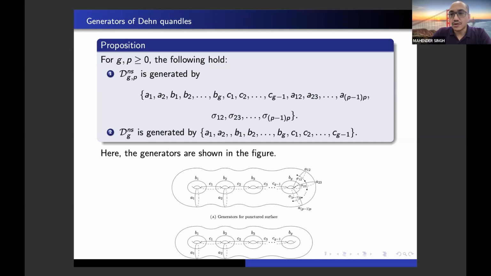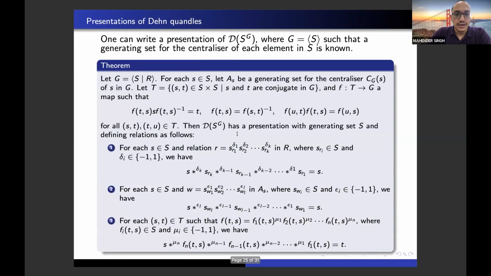What about now, the question is, what about the relations for Dehn quandles of surfaces? So here is what we are able to show, which is not difficult, but in some cases it does give us some nice presentations. So let us take a group G with a presentation S, R, not necessarily finitely presented. So for each generator s, let A_s be the generating set for the centralizer. And let T be the set of all pairs of generators which are conjugate, and let t be a choice function from this set T to G, which basically just chooses the conjugating element in a way that we satisfy these nice properties, which one can do in almost each case.